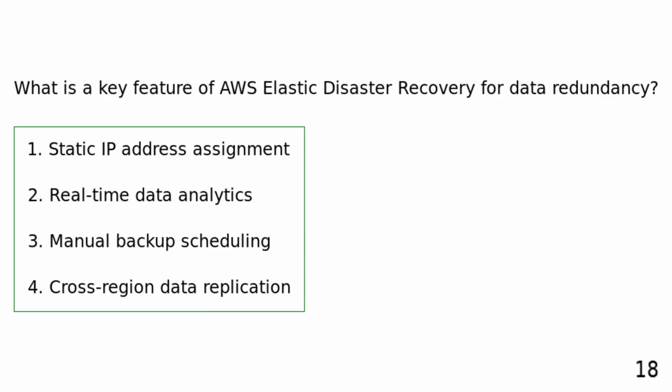What is a key feature of AWS Elastic Disaster Recovery for data redundancy? Static IP address assignment. Real-time data analytics. Manual backup scheduling. Cross-region data replication.